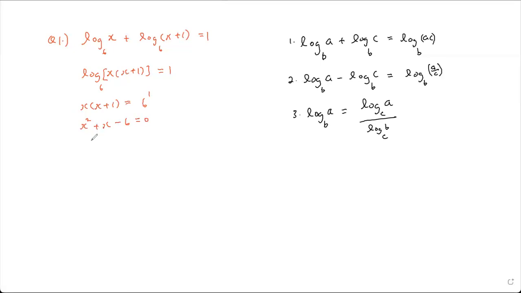It's quite easy to factorize this. So this is x plus 3, x minus 2 equals 0. So x is equal to negative 3 or x is equal to 2. Notice that negative 3 has to be rejected, because we cannot log a negative value. As usual, always remember to substitute the value back into the original equation. So that is question 1. Let's go on to question 2.